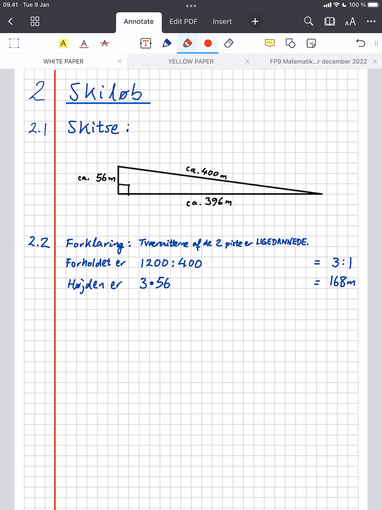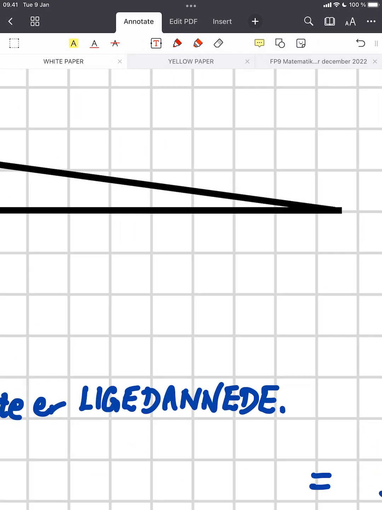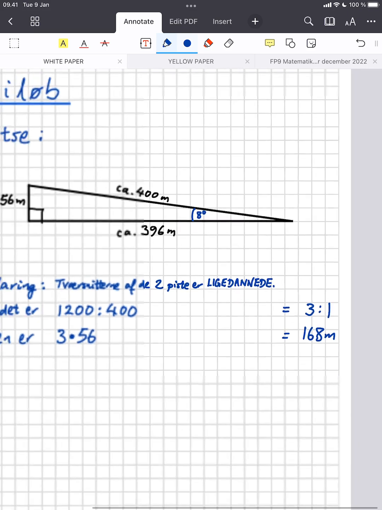I guess on the original sketch I should have labelled the 8 degrees, so I think I'll just do that now. Let's avoid red because that's the teacher colour. So 8 degrees there. There we go.